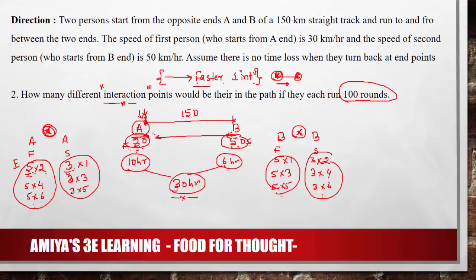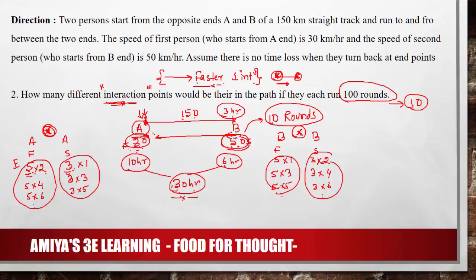In each round of the faster one, there should be one interaction. One round is of 3 hours. So if one round of the faster is 3 hours, then in 30 hours the faster one would complete 10 rounds. And in each round, they would interact once. So in the 10 rounds, there should be 10 interactions, which means 10 different interaction points. After this, the process would repeat again. I hope this one is clear.